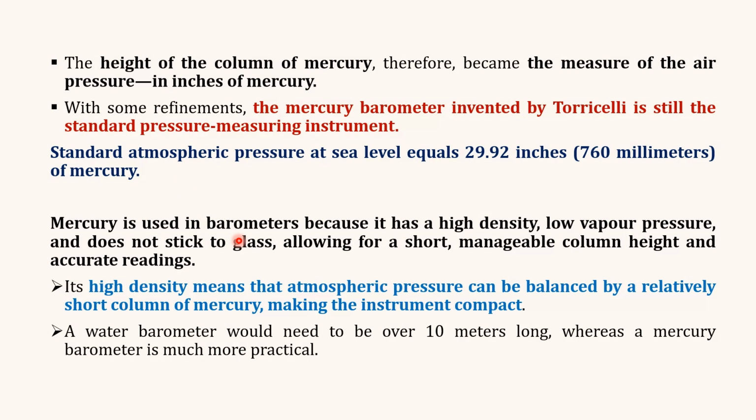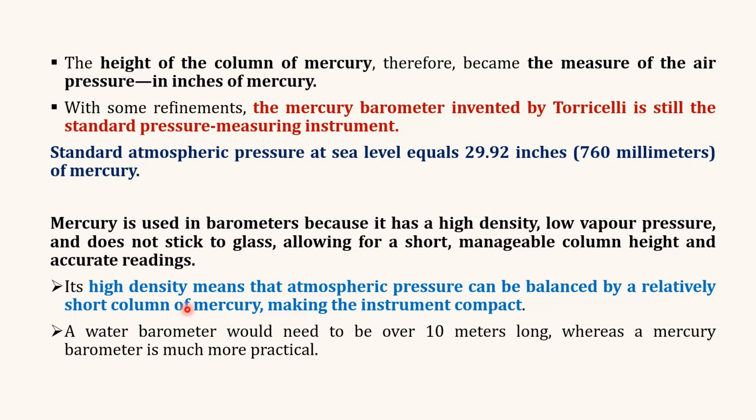In the barometer, any liquid can be used, but mercury is preferred because it has a high density, low vapor pressure, and it does not stick to glass, which allows for a short, manageable column height, and it provides an accurate reading. This high density is the most favorable condition because it indicates that atmospheric pressure can be balanced by a relatively short column of mercury, making the instrument compact.